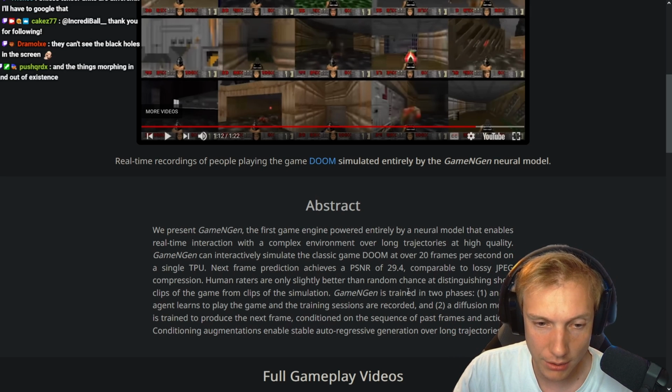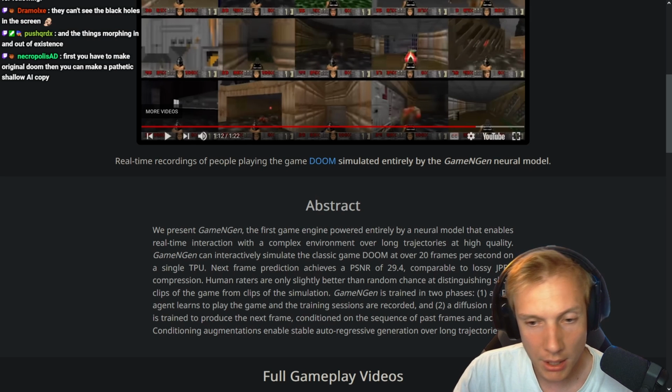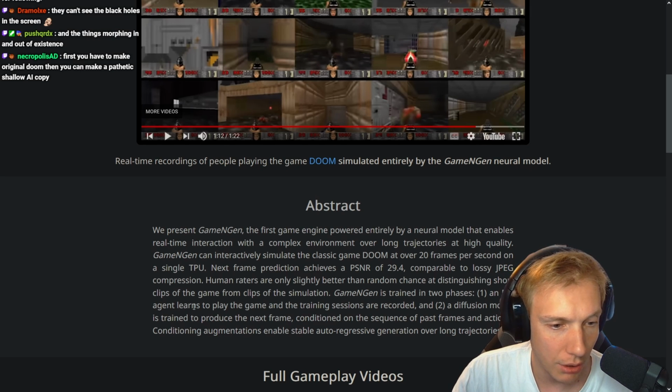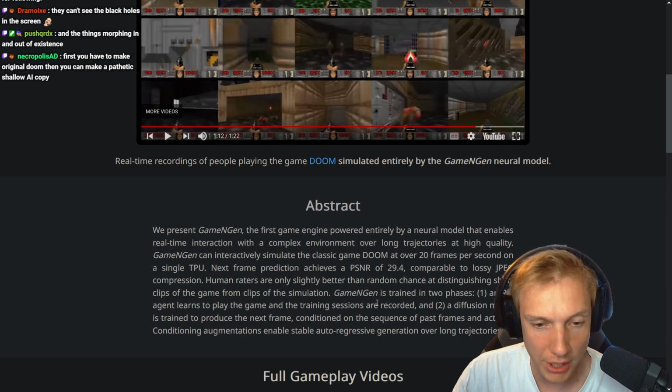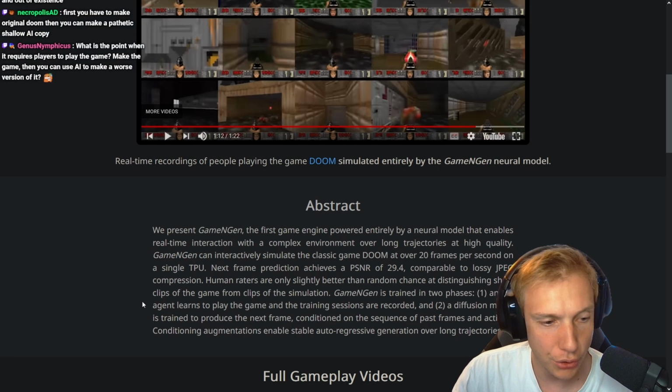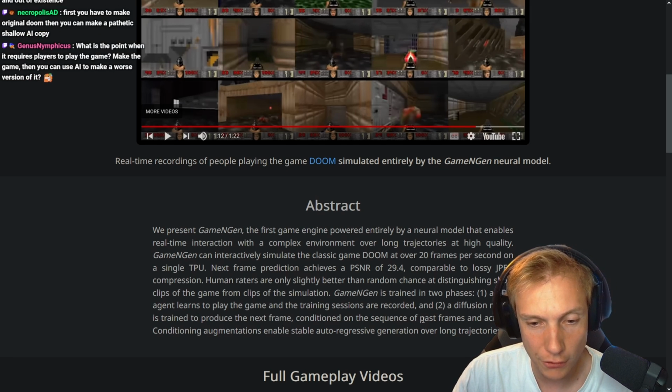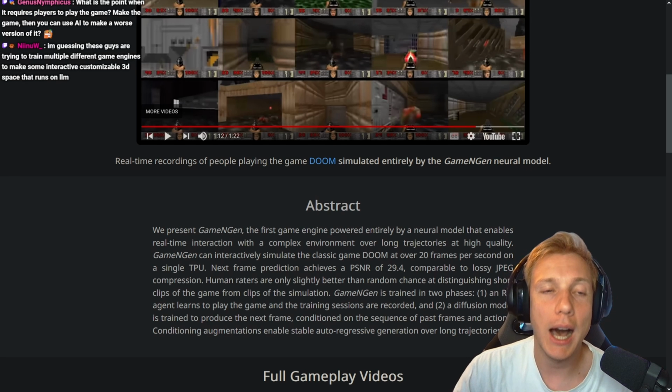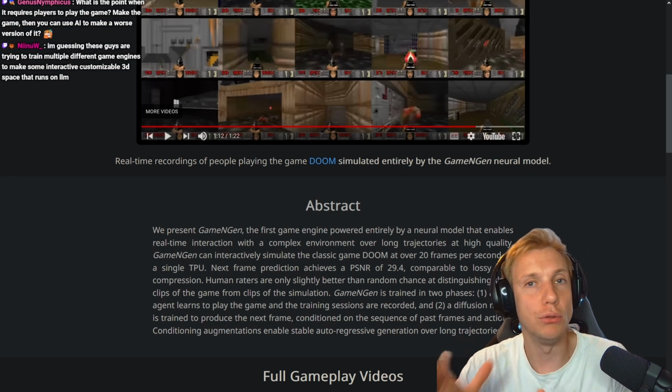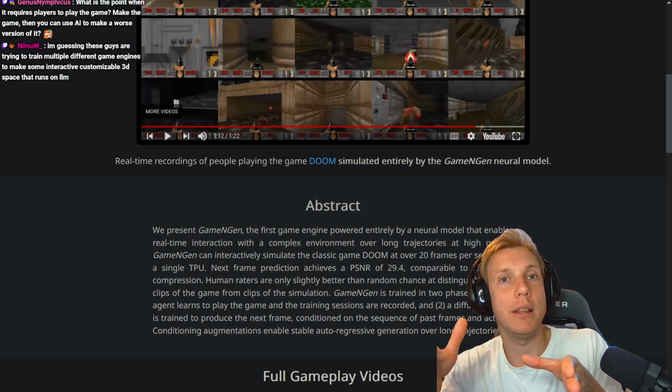GameNGen is trained in 2 phases. One, an RL agent learns to play the game and then training sessions are recorded. And 2, a diffusion model is trained to produce the next frame, conditioned on the sequence of past frames and actions. Aha, so let's say someone played Doom and he got to a corner and then he turned left.